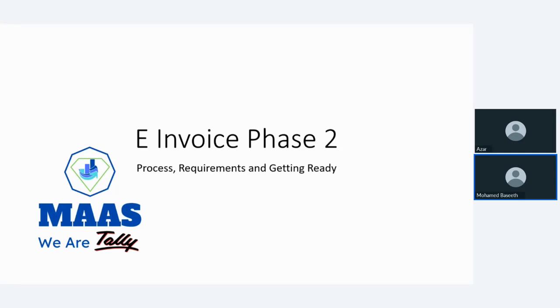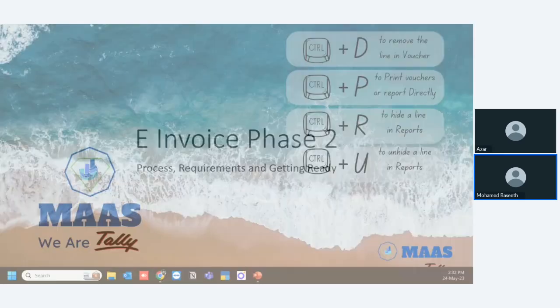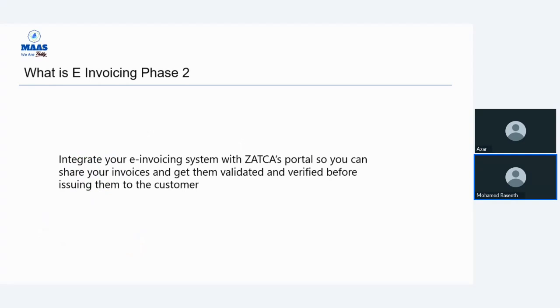Now let's start with a simple explanation of what e-invoicing phase 2 is altogether. As I said, it is basically integrating your e-invoicing system. We are all using Tally, and we have to integrate Tally with the ZATCA portal. That specific portal is called Fatoora. That is what they are calling it, the Fatoora portal. So we have to be connected to that Fatoora portal.